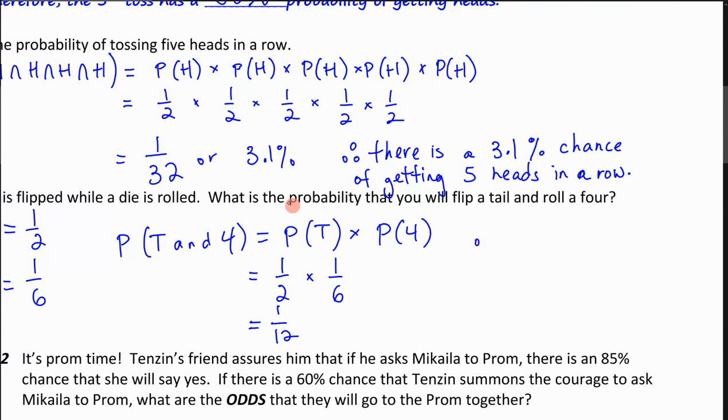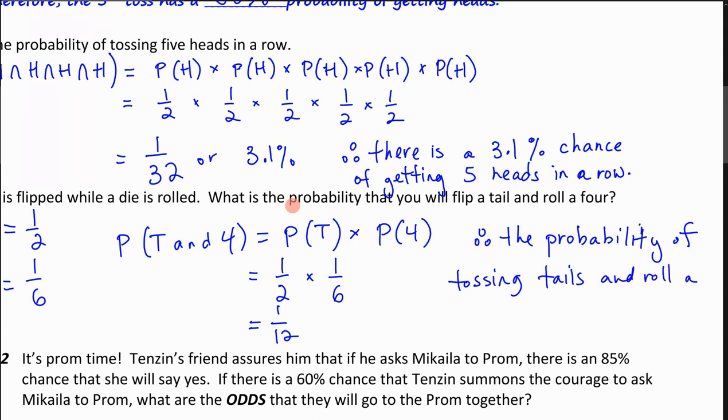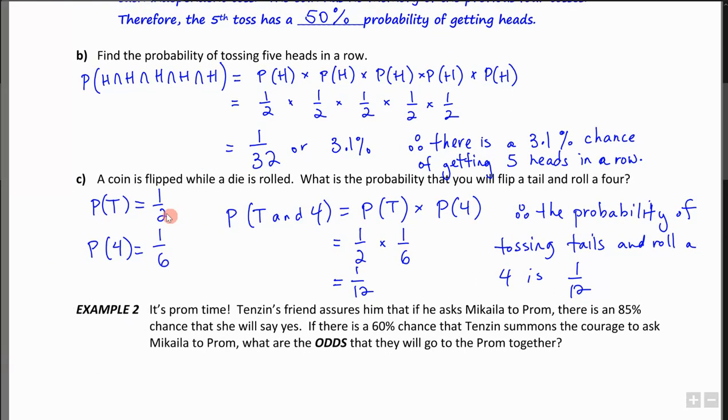So therefore, the probability of tossing tails and rolling a 4 is 1 out of 12. The thing to keep in mind is that these are independent events. Flipping a coin and rolling a die are independent events. I'm not saying one depends on the other. These are completely independent. So if I want to find the probability of rolling tails and a 4, then I can easily just multiply each individual probability like we just did here. Okay.